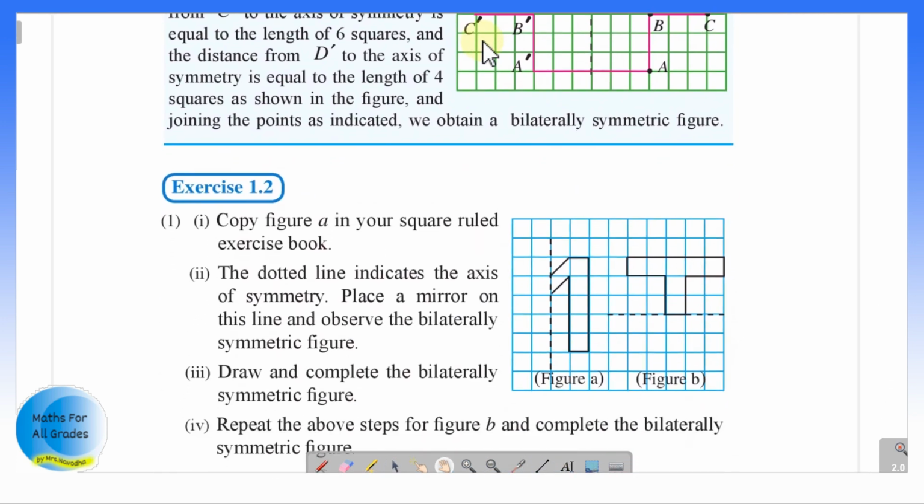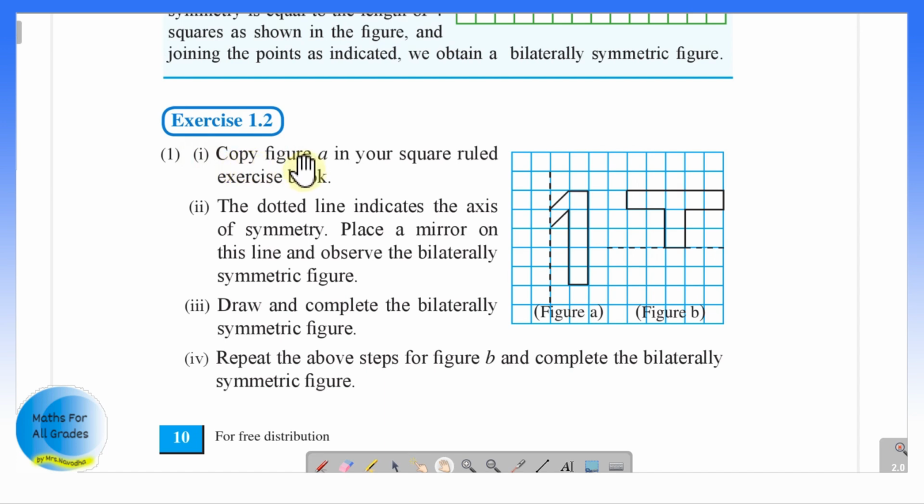Next we have exercise 1.2. Copy figure A in your square ruled exercise book. The dotted line indicates the axis of symmetry. Place a mirror on this line and observe the bilaterally symmetric figure. You can place a mirror along this dotted line, so you will see the same shape in the mirror. Problem number 3. Draw and complete the bilaterally symmetric figure.